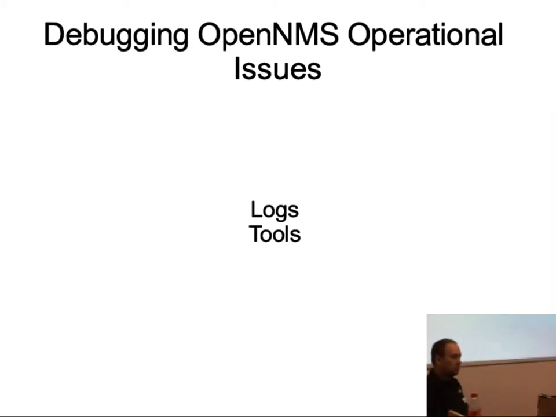So I thought that there were really two areas of work that you go through with OpenNMS. There's logs, and there's a lot of logs on the system, and there's also a few command line utilities that you can use to go back through and actually exercise the same code that OpenNMS itself is using for doing its tests.